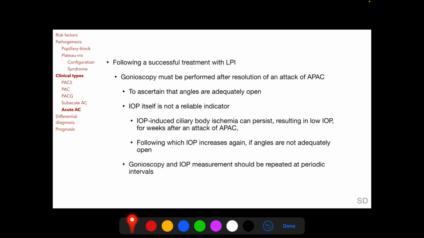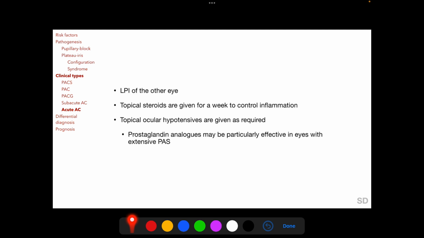And when there is low IOP due to ciliary body ischemia, after several weeks following the attack, the IOP increases again if the angles are not adequately open. So gonioscopy and IOP measurement should be repeated at periodic intervals following an attack of acute primary angle closure. As we have mentioned previously, with an attack of acute primary angle closure in the first eye, gonioscopy of the second eye usually reveals some degree of angle closure. And in this situation, LPI of the second eye is recommended so as to prevent such an attack in the second eye, and this is very important to remember.